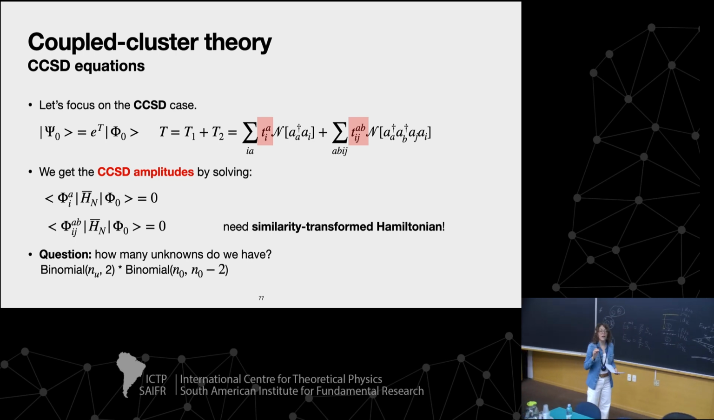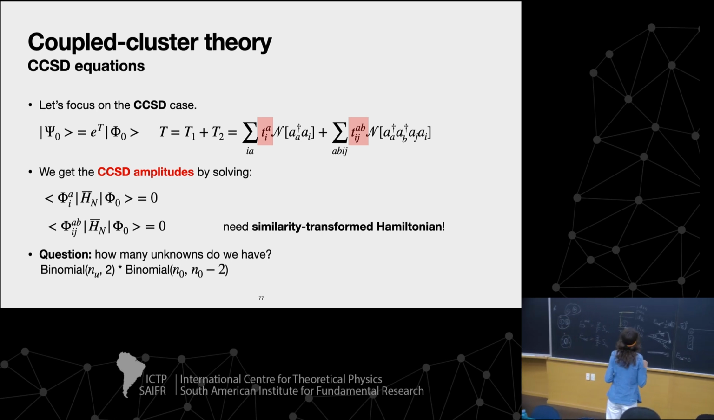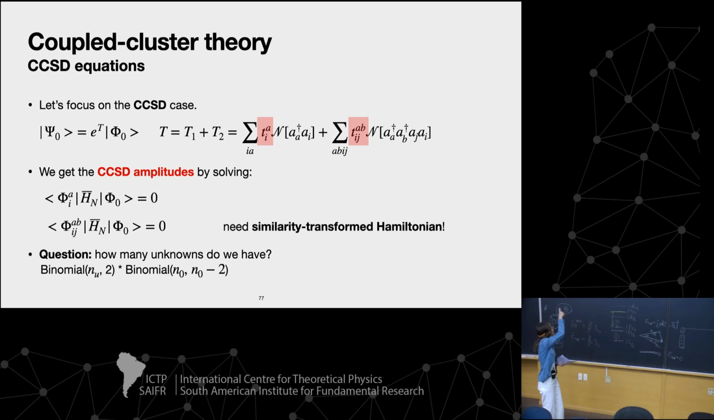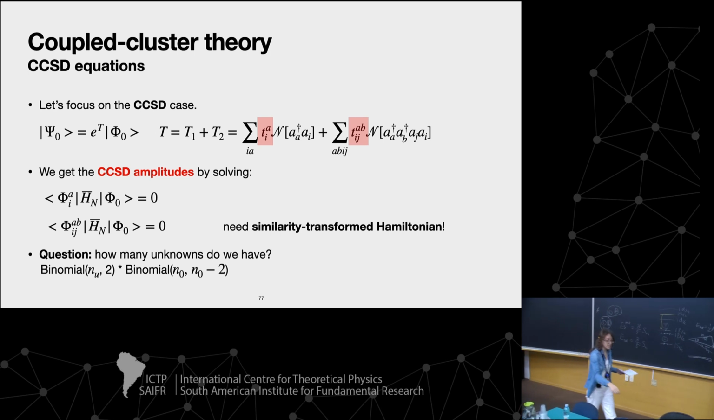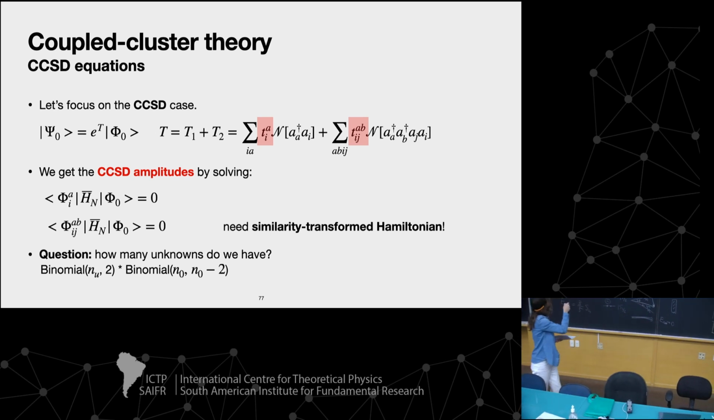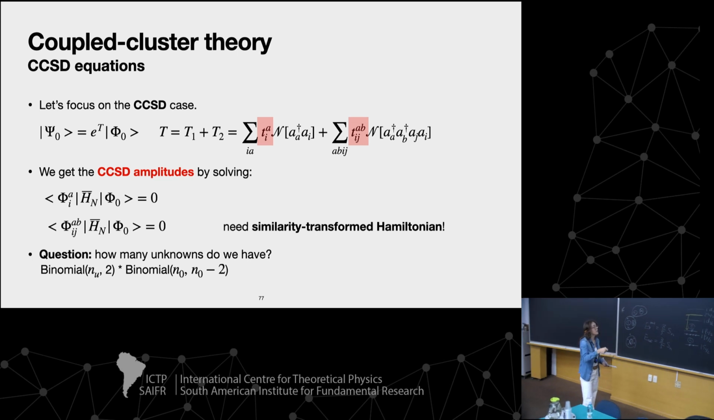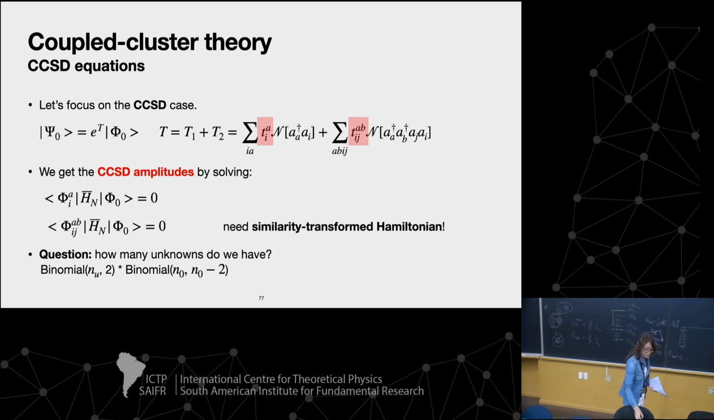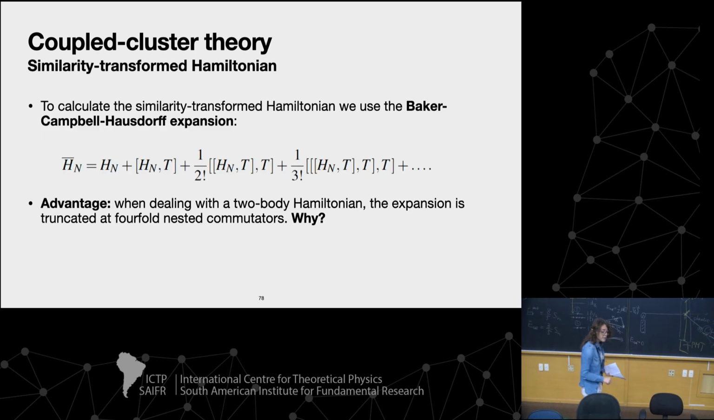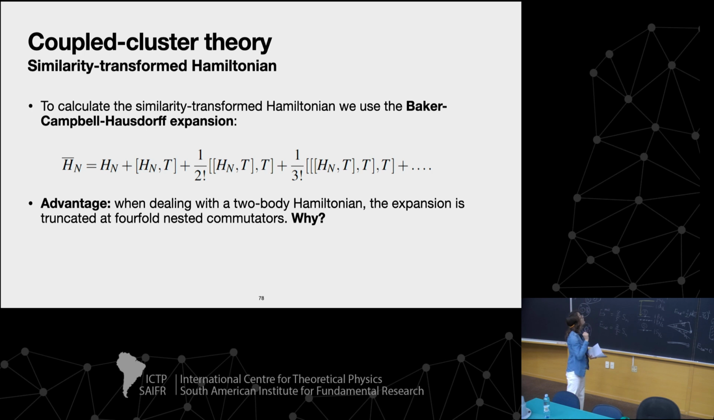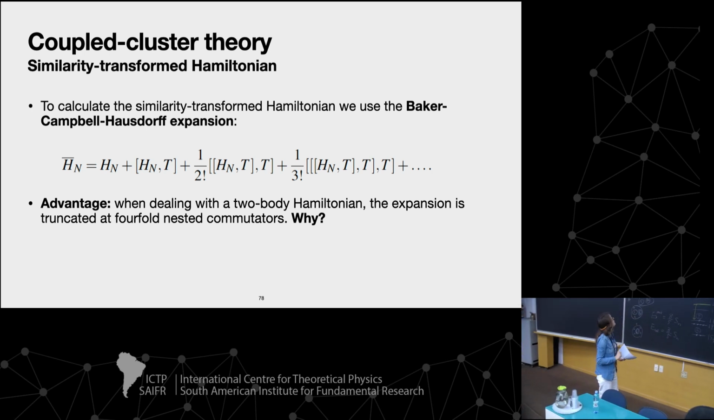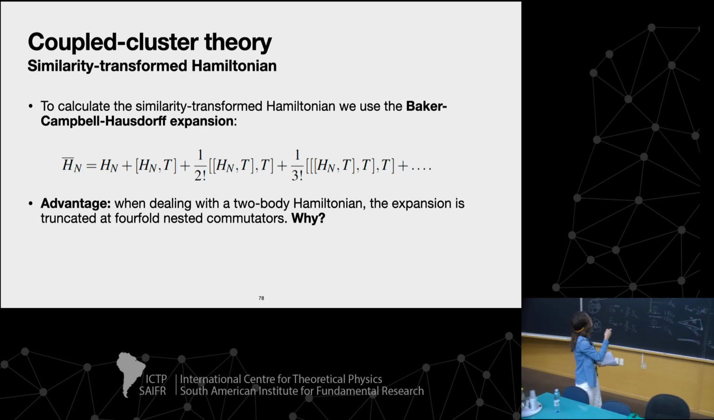We understood that we have a lot of unknowns here. We have a very big set of algebraic equations to solve. But to actually calculate these equations, as you can see there, we need these matrix elements of the similarity transformed Hamiltonian. So we need to understand how to calculate this similarity transformed Hamiltonian. And the way to calculate it is to use this expansion, which is called Baker-Campbell-Hausdorff expansion, BCH for friends.